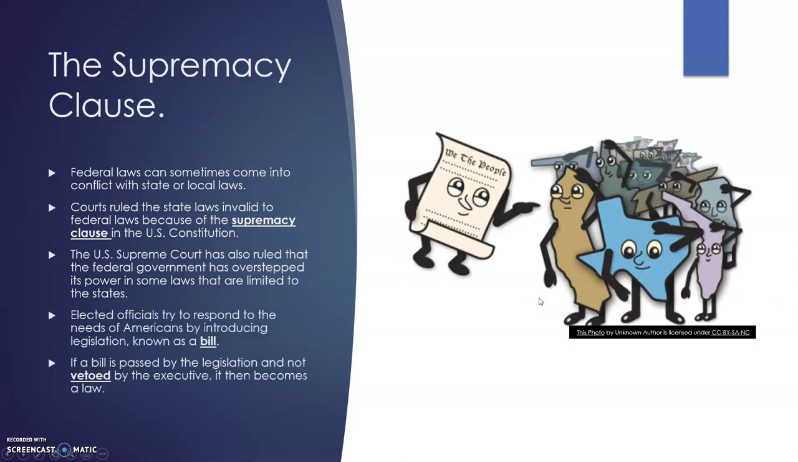Now, elected officials try to respond to the needs of Americans by introducing legislation known as a bill. So before a law becomes a law, it's known as a bill. If a bill is passed by the legislature, and not vetoed or denied or stopped by the executive, it could be a governor, it could be a president, whoever, it then becomes a law. Okay?